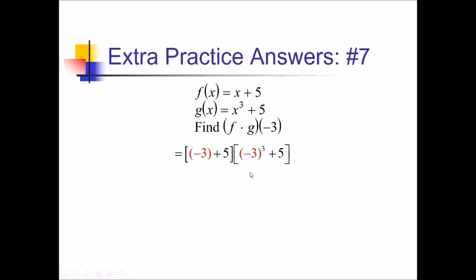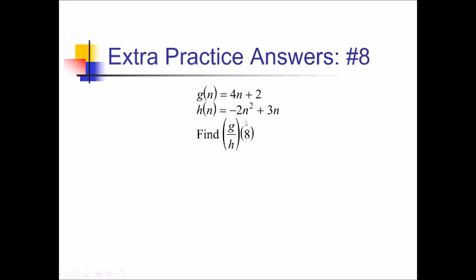Now it's time to simplify a little bit. So for my first step, all I'm going to do actually is just do a negative 3 cubed, which gives me negative 27. And now I'll simplify a little bit more on each of these. This first bracket, negative 3 plus 5 is 2. Over here, negative 27 plus 5 is negative 22. And then 2 times negative 22 gives me negative 44.